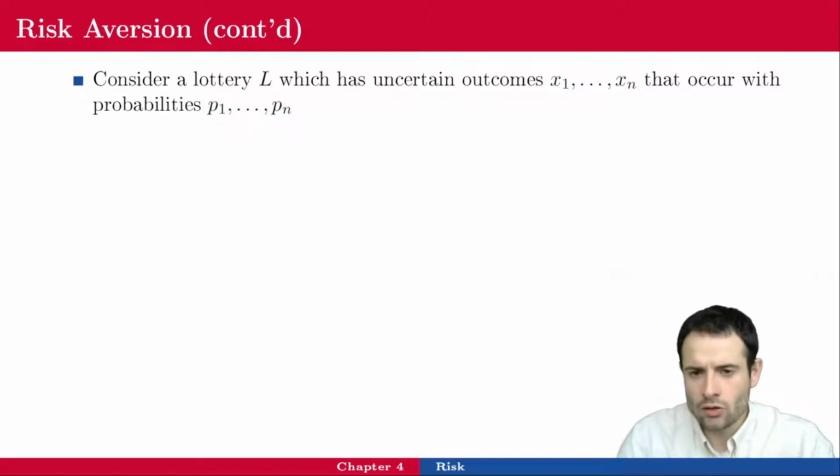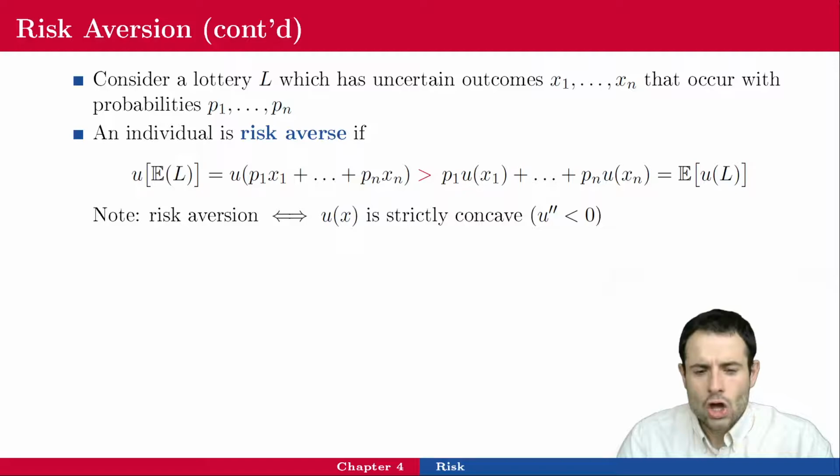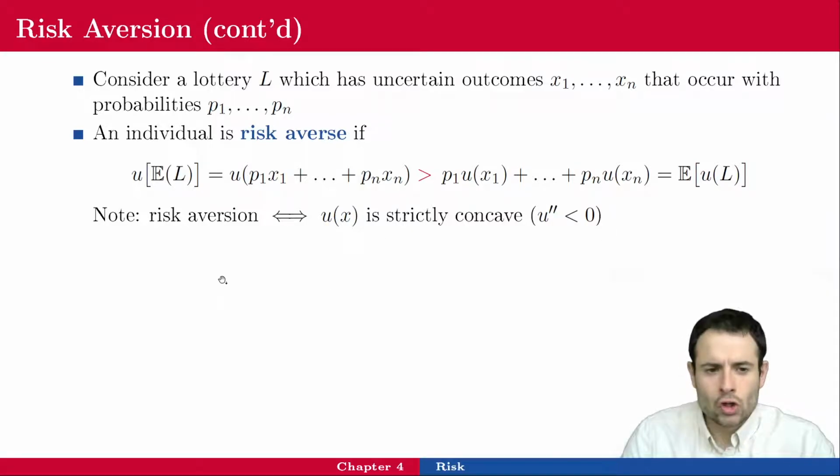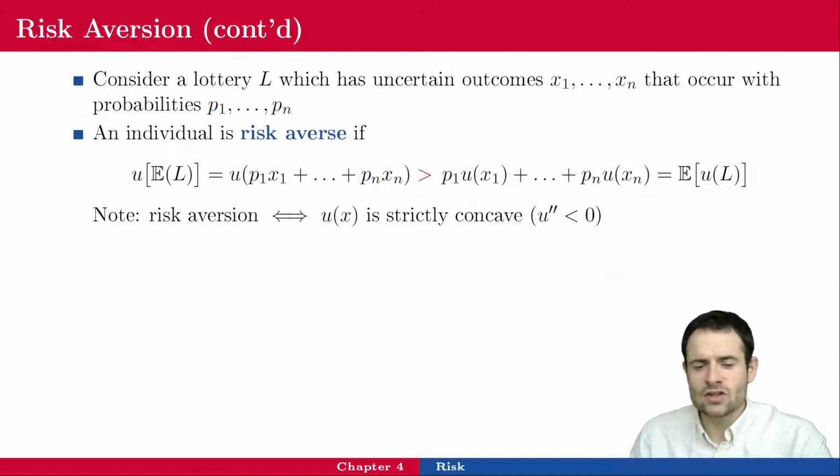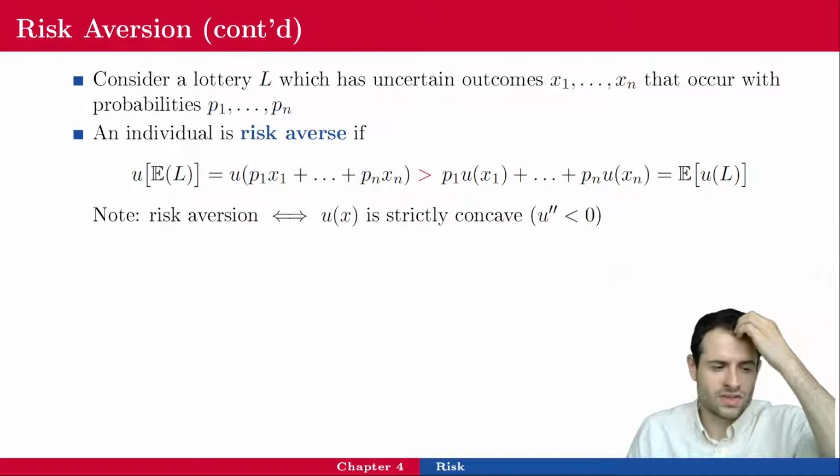So let's go back to a general lottery that has n different outcomes with the associated probabilities. Then an individual is risk averse if the utility of the expected gain, so utility first and then inside you can write down the expected value of the lottery, is bigger than the expected utility, where now we have the average utility with P1 U of x1, P2 U of x2, and so on until Pn U of xn. And so risk aversion means that U of x is strictly concave, as mentioned in the previous theorem.